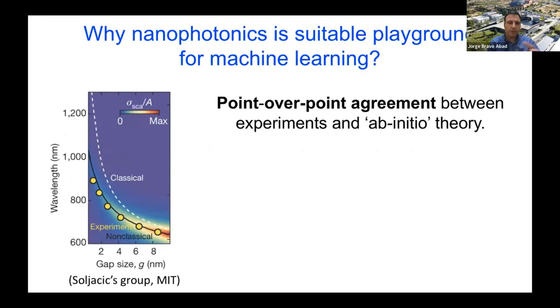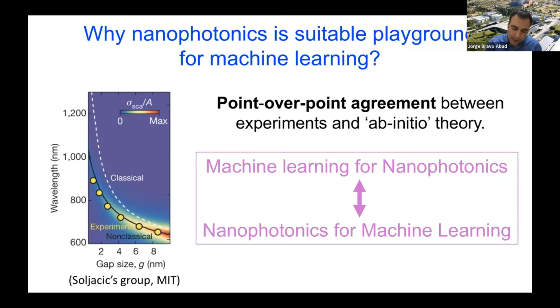This figure that you see in the slide is just for illustration. Don't worry about the details, it is there just to make this point. So essentially, this capability allows you to create training sets in a computer, to explore algorithms in a computer, that later you know are going to work with experimental data. And that's a very important way to develop algorithms also. So in that sense, machine learning is a tool for solving nanophotonic problems, but also nanophotonics can be used, as I was saying, as a playground to develop novel algorithms.